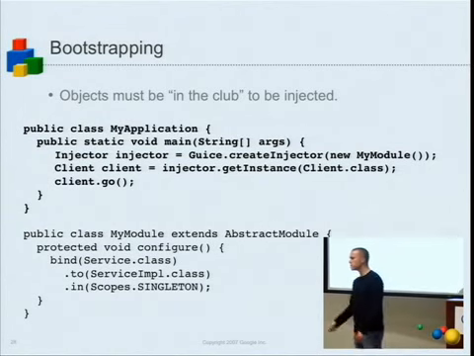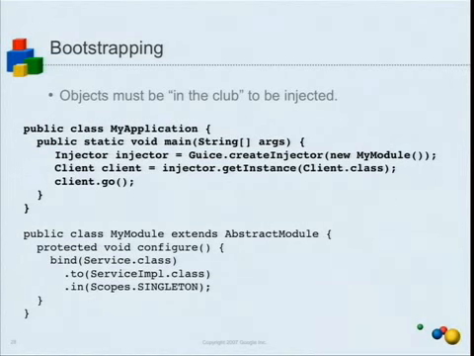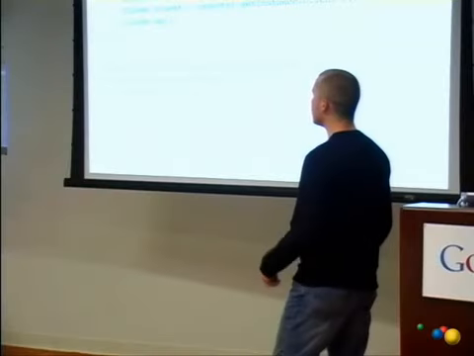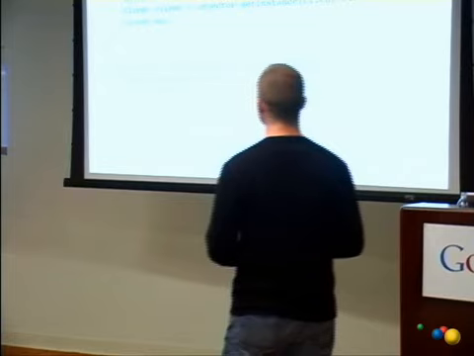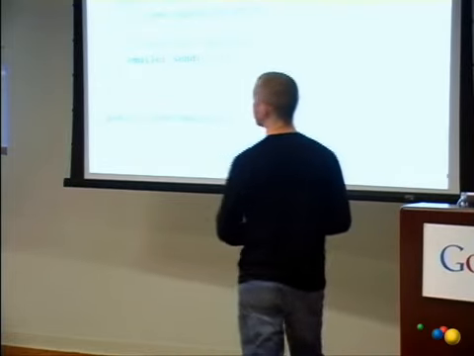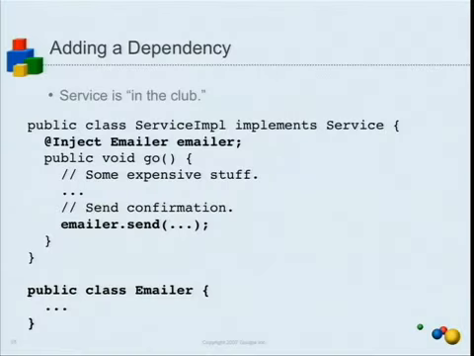Does it mean that the entire object tree is created at startup, no matter what? So he asked if this means that our entire object graph is created at startup. And the answer to that is no. Guice does provide ways to delay object creation, and I'll definitely get into that. So you can lazily create objects as you want to.